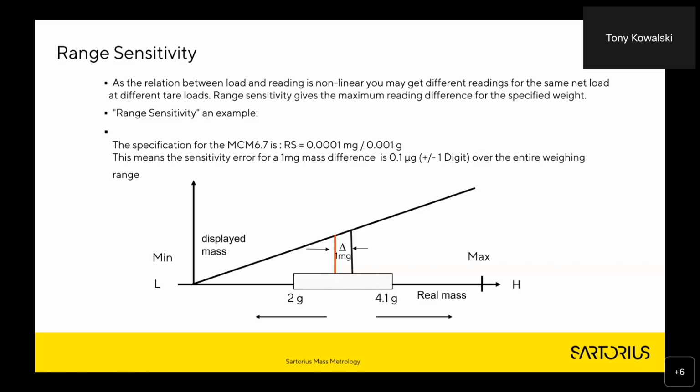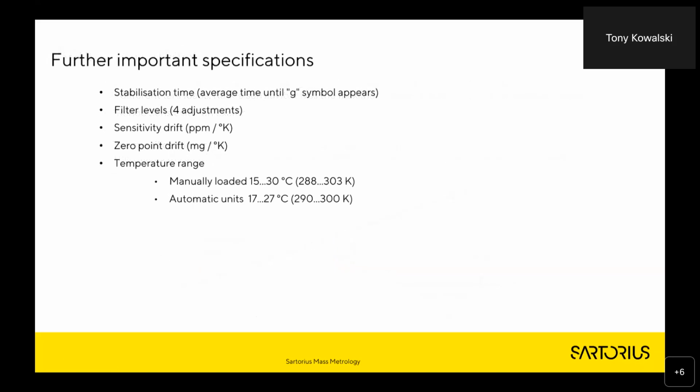It's sometimes a difficult one to explain, so I've tried my best to explain what we mean by range sensitivity instead of a linearity measurement. So what else is important? Stabilization time. Of course, you don't want to be waiting 10 minutes for the comparator to show stability, and quite often with weighing instruments, the mass unit disappears when it's unstable and appears when it is stable.